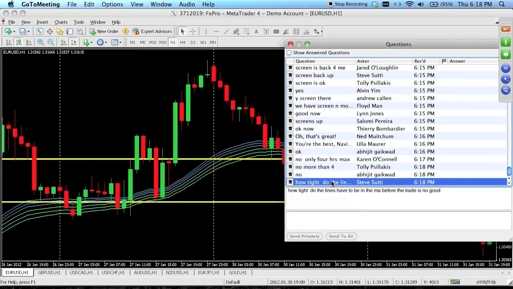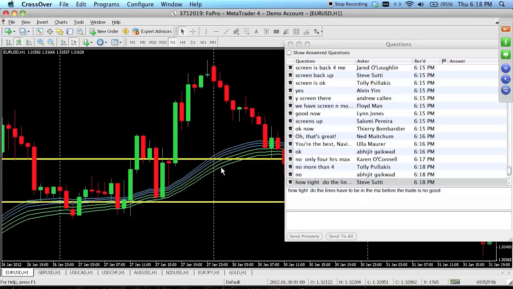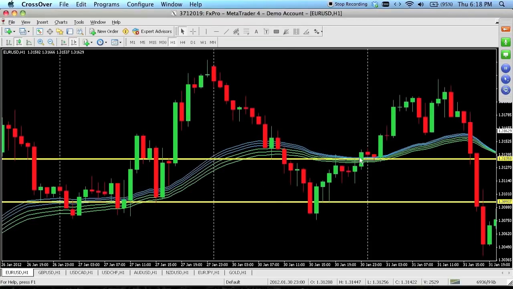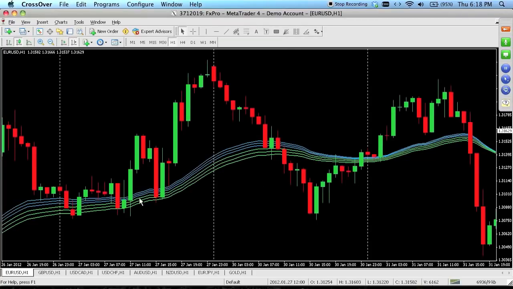How tight do the lines have to be to the MA before the trade is no good? Steve, can you repeat that again? How tight do the lines have to be in the MA before? Oh, okay, you're talking about the congestion. Let's take a look at a congested area. Can you actually look through all of these MAs? Can you look in between all of them and see black space? You can see them, right?